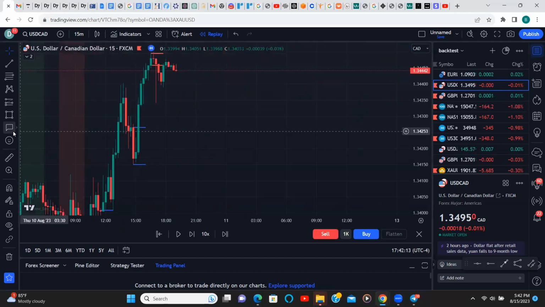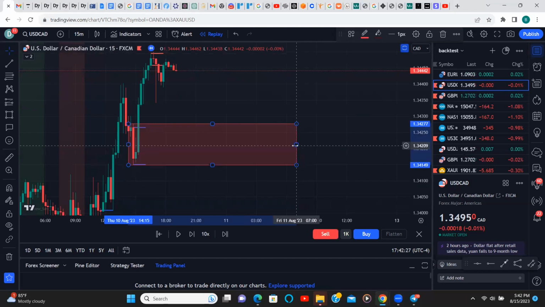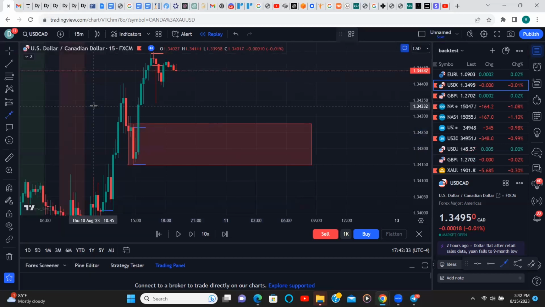So as we see right here, what do we have? We have a nice demand zone right here. We have a nice bearish candle, followed by these bullish candles right here. Nice break of structure. Price breaks past, as we see, the high, forming a new swing high. So let's see what happens when price gets down to this zone.